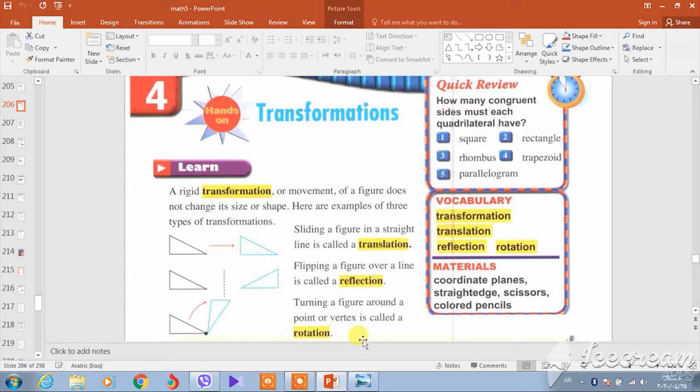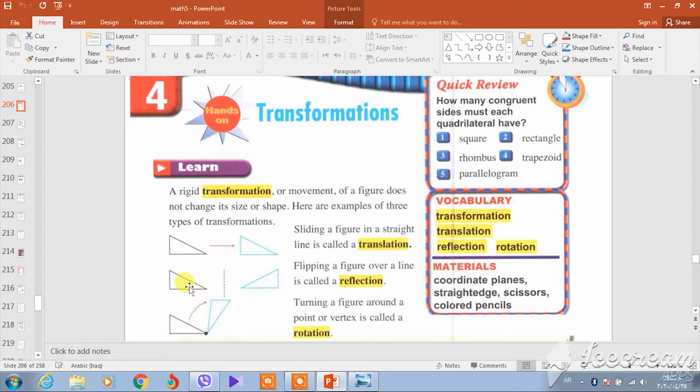We start the lesson. In the last lesson we studied the quadrilateral, and today we study transformation. We have three types of transformation, students. You can say transformation means movement, but we don't change its size or shape. If we have, for example, this figure, a triangle, we have translation: sliding a figure in a straight line is called translation.